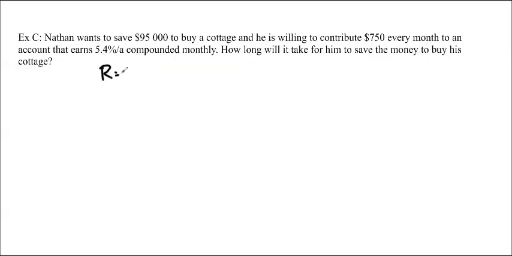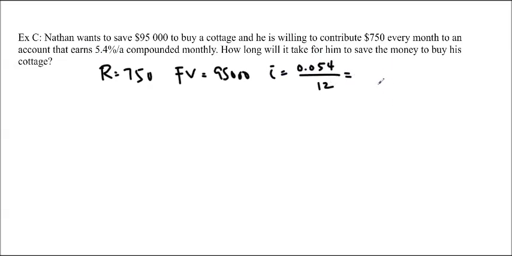So in this case, R is equal to 750, FV is equal to 95,000, and the interest is 0.054 divided by 12. If you type that into your calculator, you actually get 0.0045, so we could just use that number, or you can type that in if you like. And again, we're just going to write our formula out. FV equals R times 1 plus I to the n minus 1.